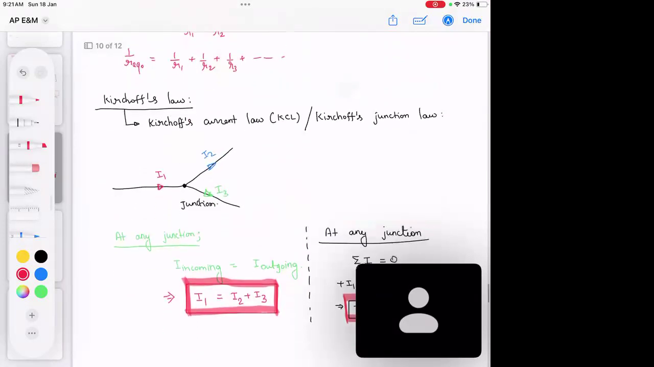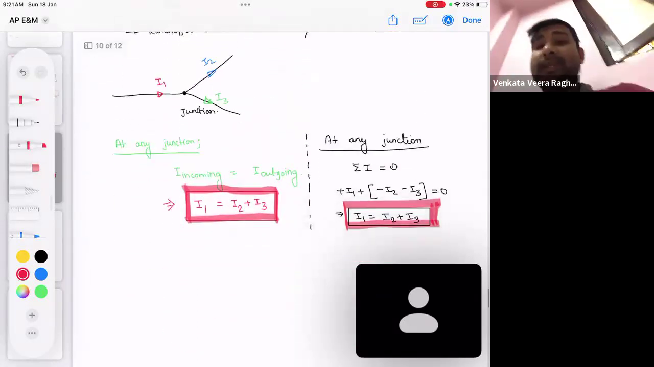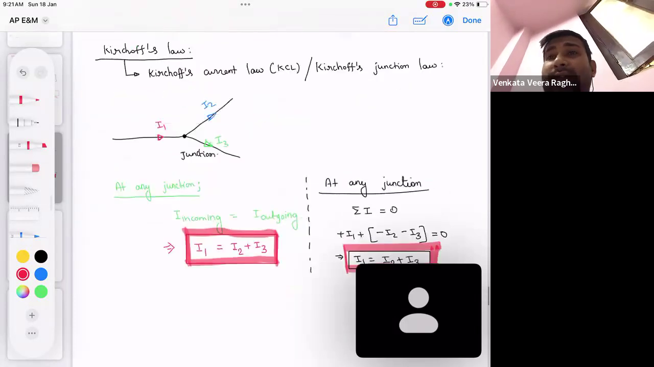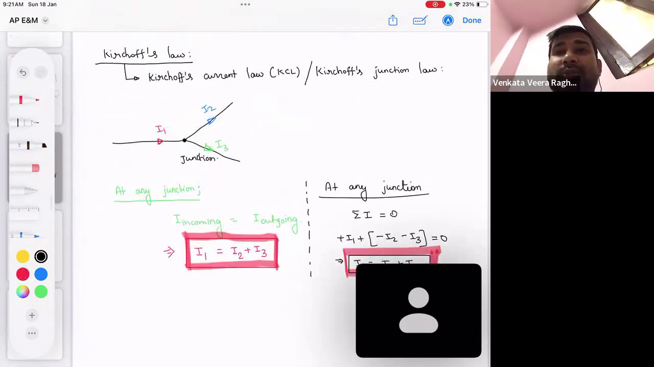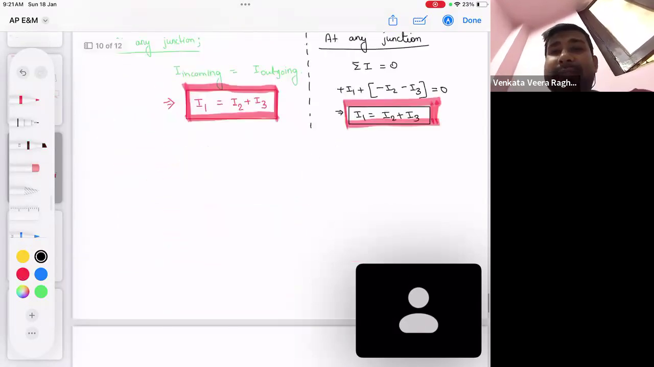Yes, sir. So that is called Kirchhoff's current law or Kirchhoff's junction law. That is the first Kirchhoff's law. There are two Kirchhoff's laws. The first one is what? Kirchhoff's current law or Kirchhoff's junction law.